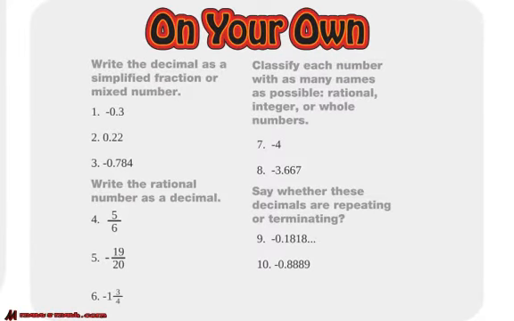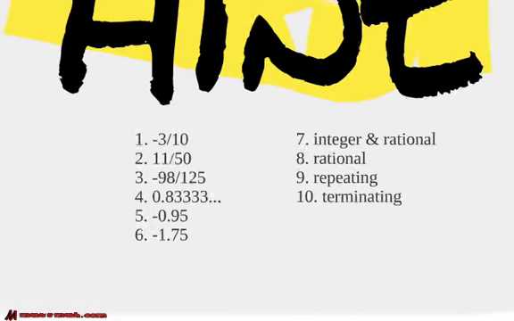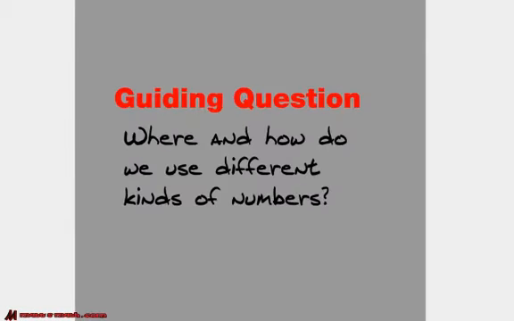All right, once you work through these, write some decimals as mixed fractions. I'm going to classify these numbers over here with as many different categories as you can. Tell me whether these are terminating or repeating, and turn these numbers into decimals. Remember, divide them out. All right, here are the answers. All right. Got any more questions on this? Definitely go back in your notes to see if you can figure out how to solve that problem. All right, where are you at with this question? Where and how do we use different kinds of numbers? Any idea? Bet you can answer that question now.